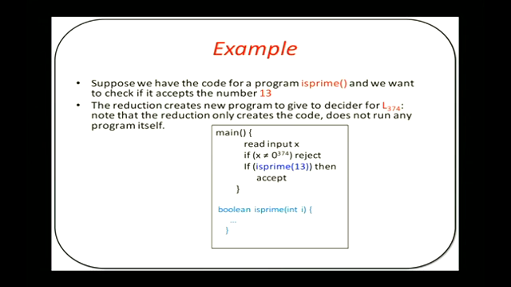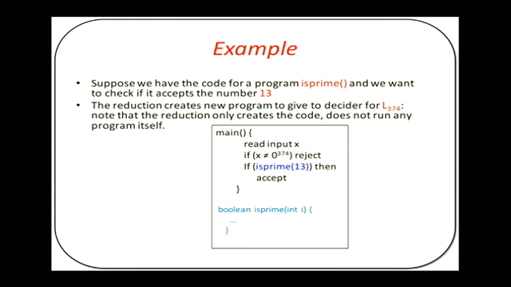Okay. So if is prime 13 does not halt, what does this do? Will it accept any string? No. If is prime does not accept 13, this code will accept nothing. Agreed? But if is prime accepts 13, it only accepts 0 to the 374. So the language of this code is empty if is prime does not accept 13, and is exactly 0 to the 374 if is prime accepts 13.